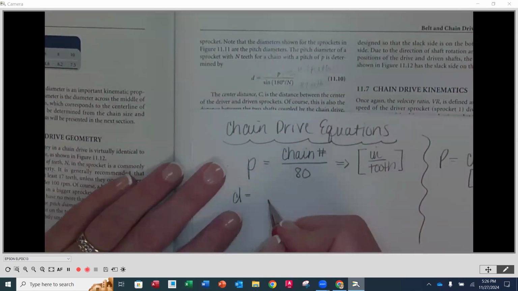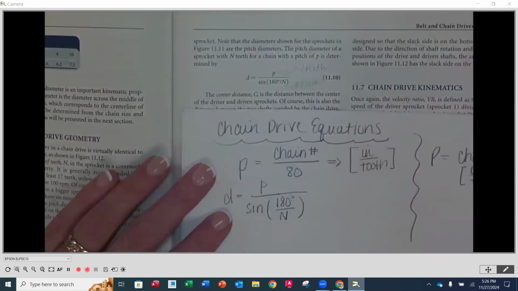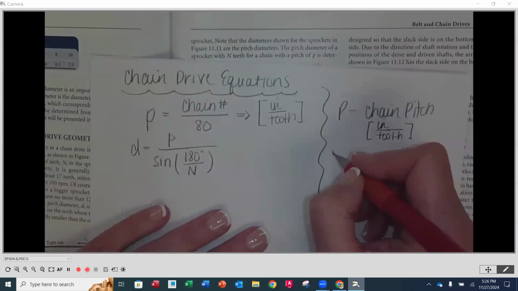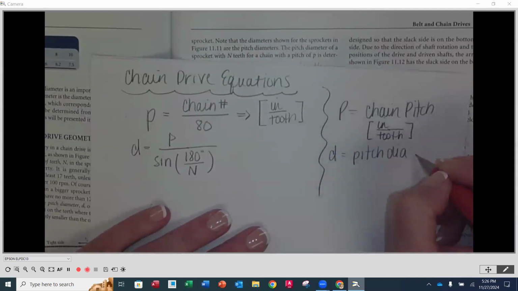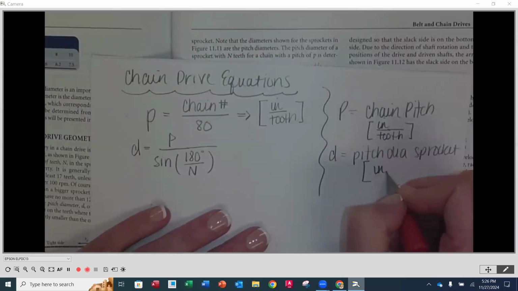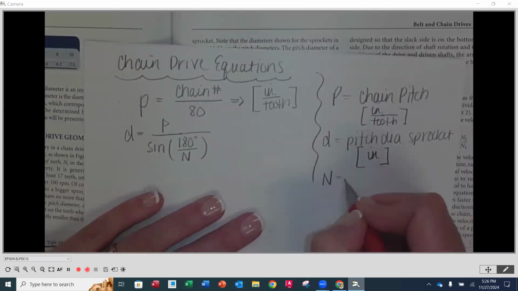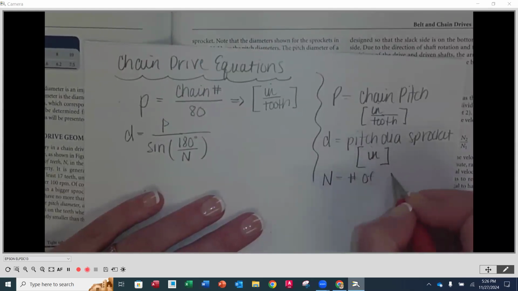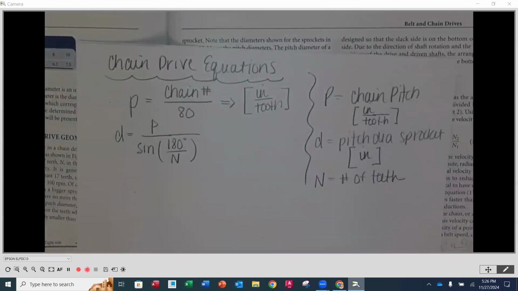Then the next equation we're going to put here is going to be the pitch diameter. So lowercase d is going to be equal to our pitch divided by sine of 180 degrees divided by the number of teeth. Over here, this is going to equal pitch diameter of our sprocket, and that is going to be in inches. And then N is going to be equal to the number of teeth on the sprocket that we're looking at.